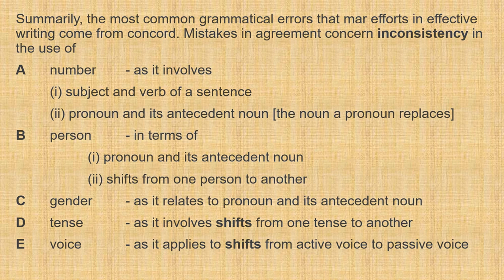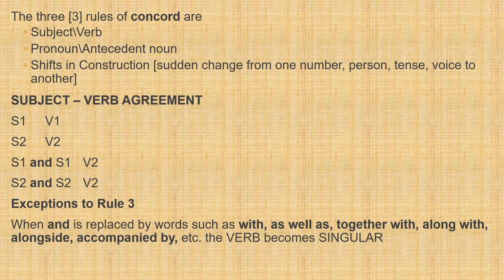I'm going to quickly summarize this lesson today. I will now summarize what we have gone through. The three rules of Concord are: one, subject-verb agreement. There's a Concord concerning subject-verb in a sentence. Two, pronoun and its antecedent noun, agreement between them. And three, shifts in construction. That is a sudden change from one number to another number, from one person to another person, from one tense to another tense, from one voice to another voice.